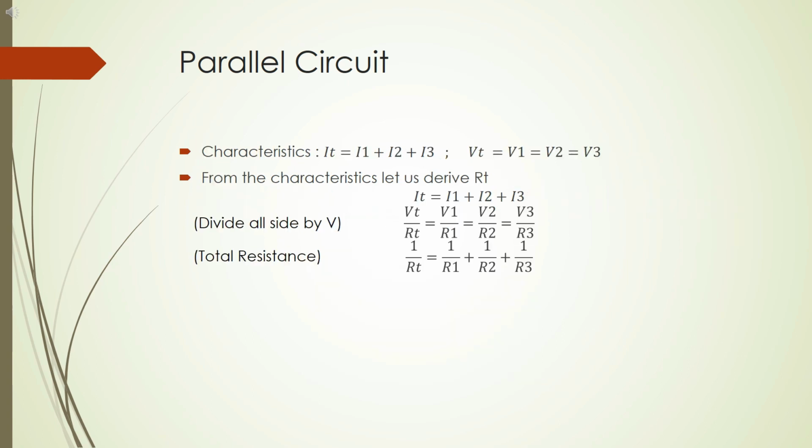From the characteristics of a parallel circuit, being the sum of each current equal to the current source, we can derive the total resistance in a parallel circuit to be equal to the inverse of the sum of the inverse of each resistance.